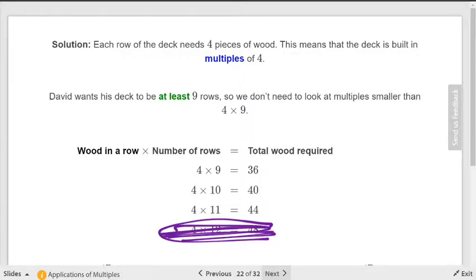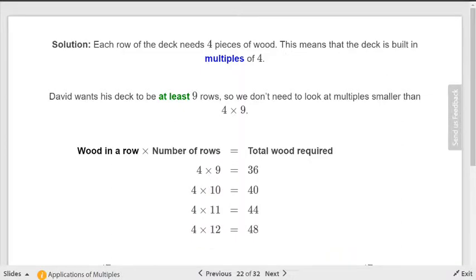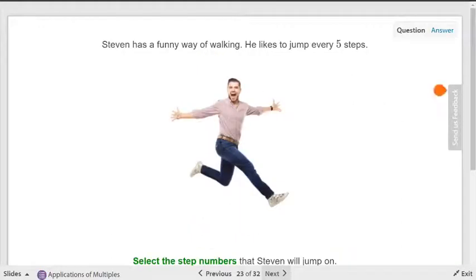Okay, so they gave you a starting point, 9 pieces of wood, and then you just continued on until you got to one that was too big. Then we don't need that one, right? So he can have either 9 rows or what? 10 rows or what? 11 rows. Can't have any more, can't have any less. Sound good? So we're just looking at multiples of numbers, right? So they'll tell you what number to use.